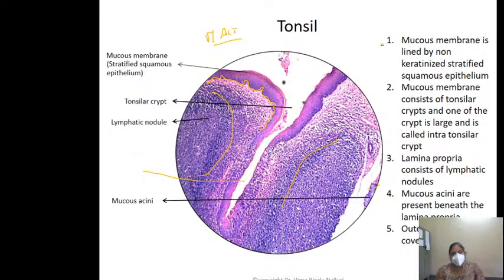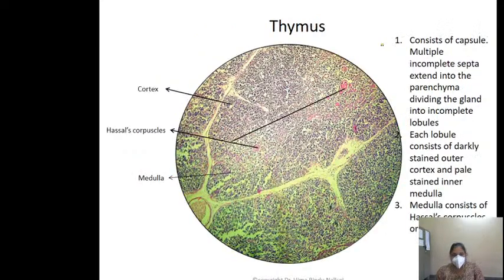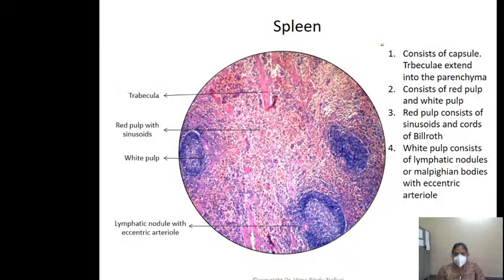So how to identify the tonsil slide? Whenever you see in the microscope an aggregation of lymphocytes as lymphoid follicles, and you see stratified squamous epithelium, then it is the slide of tonsil. Then, before the thymus, we'll see the other lymphoid structure with lymphoid follicles.